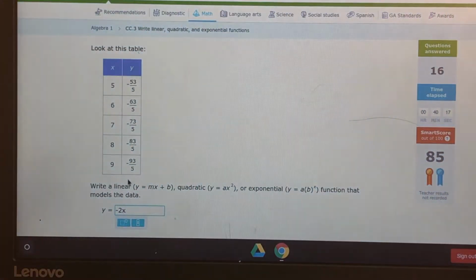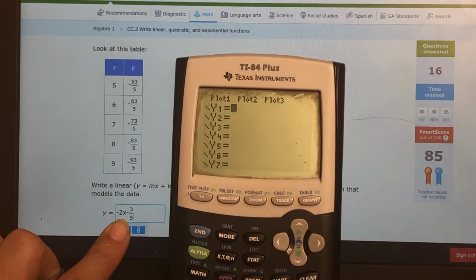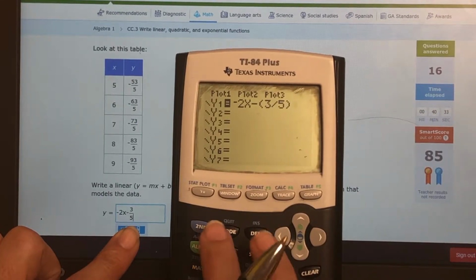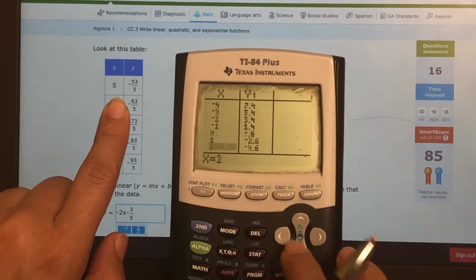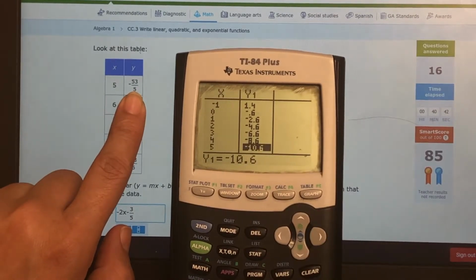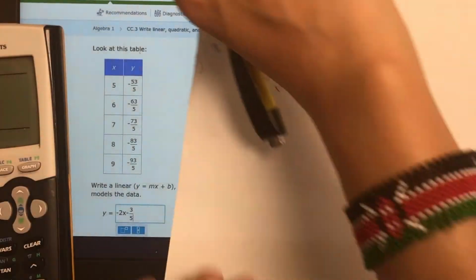So minus the fraction 3 over 5. I'm going to check that. So y equals negative 2x minus, anytime you have fractions, make sure it's in parentheses, 3 over 5. Second table, and you want to start at 5, so come down to 5. 5, 10.6. Oh, it's in decimals. I guess with this one, you're going to have to write it down.